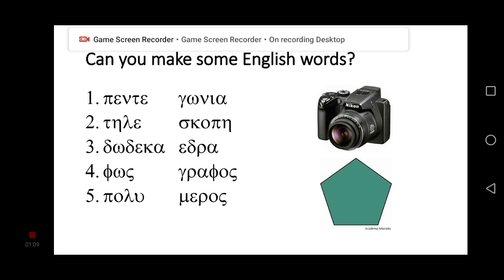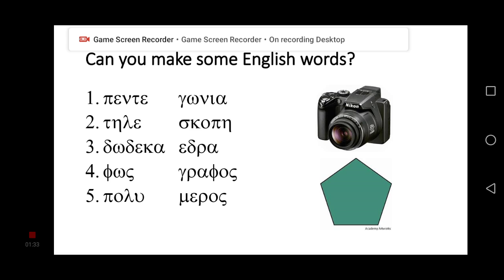So number 2, teleskope. So telescope. Tele means far away, and scope is to do with sight and seeing. Number 3, dodecahedra. Dodecahedron, another shape. Dodeca's 12, and hedra is bases.